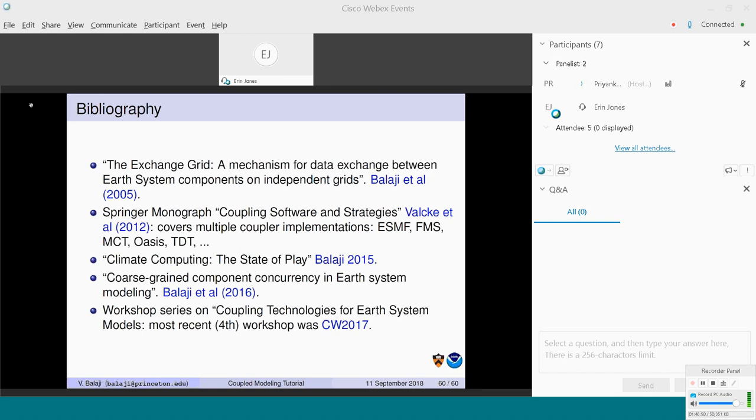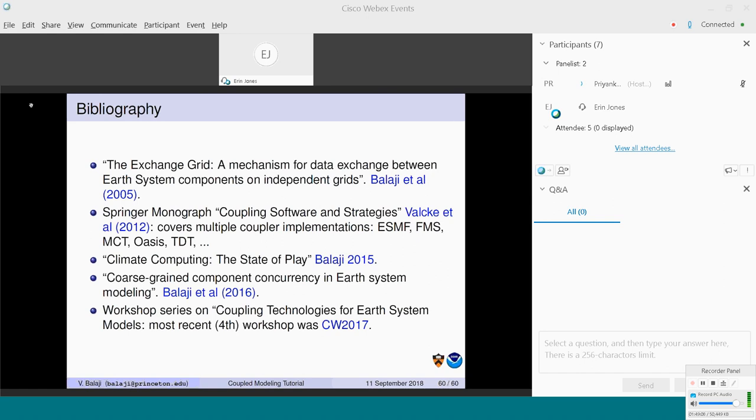You still have 10 minutes? So, can you recommend a coupler for just starting out on this? Is there an open source coupler? Most of these things are open source, but if you're working in the NOAA community, there is a coupler that everybody is building around. You should use that. No, it's not FMS.